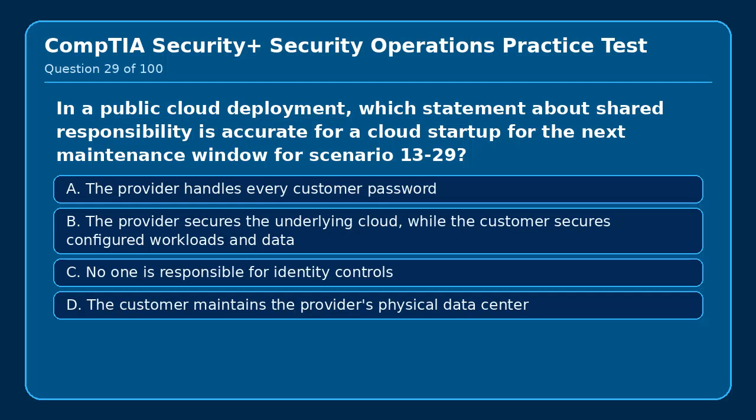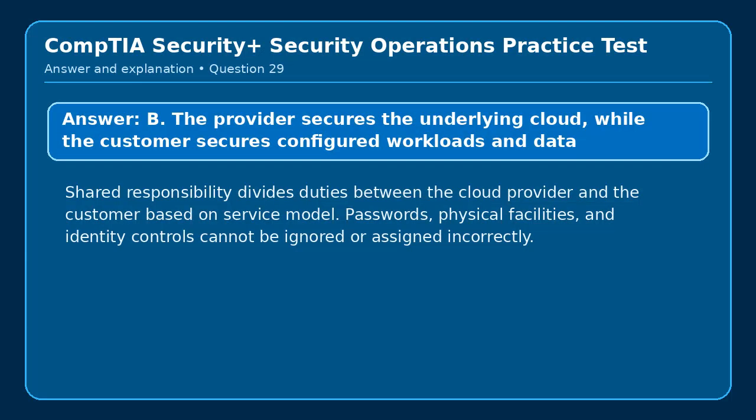Question 30. Which remote access design gives a manufacturing plant stronger access control than exposing admin ports to the internet during a quarterly review for scenario 13 to 30? A. Disable logging for remote sessions. B. Publish SSH private keys. C. Use a VPN or zero trust access broker with MFA. D. Expose RDP to any source. Take a moment to choose your answer.